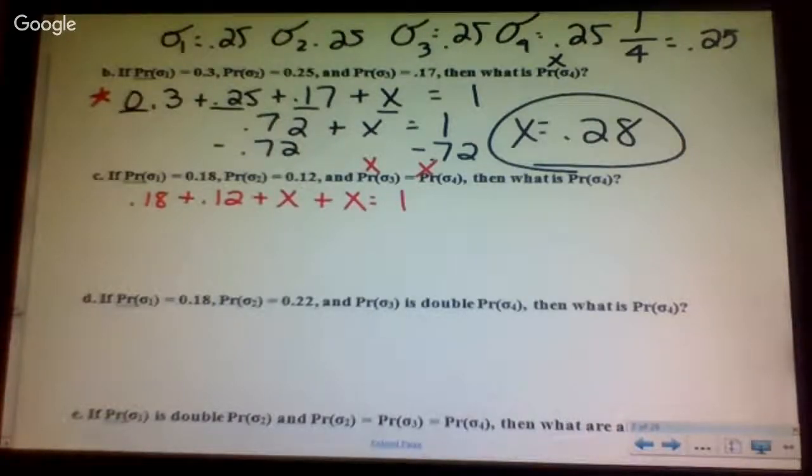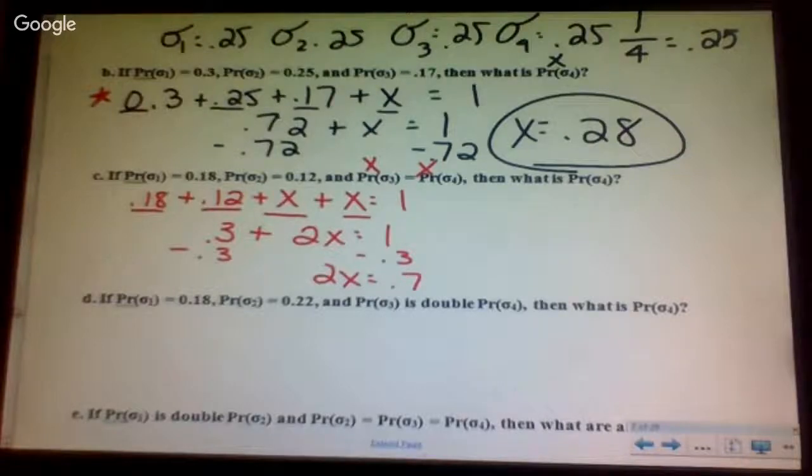Stepping back to math 1, combine like terms. That's 2x. What do I get when I combine these? 0.30, or 0.3, equals 2x. Now subtract 0.3 from both sides. So 2x equals 0.7. Then you divide by 2. So x equals 0.35.